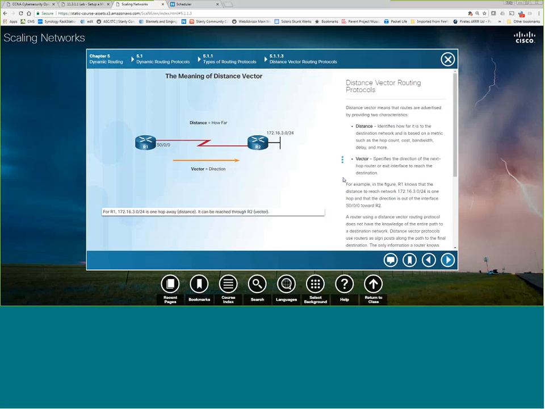Now, let's talk about distance vector routing protocols versus link state. For distance vector protocols, you determine how far a destination network is based upon a metric. Let's go over again what a metric is, and I'll give you a great example.